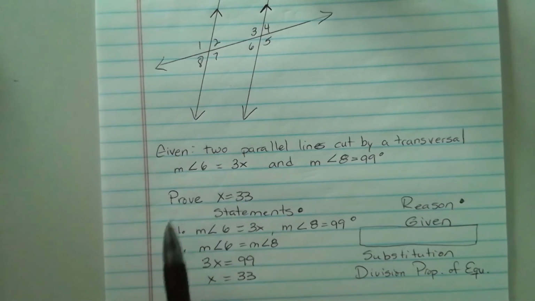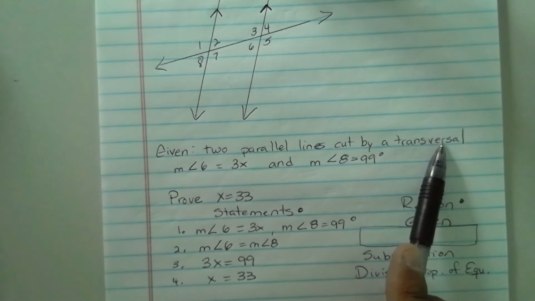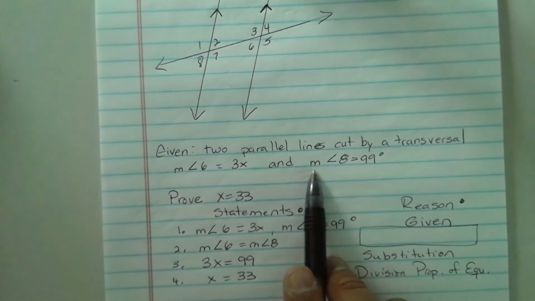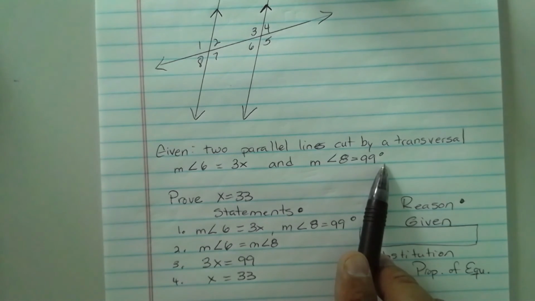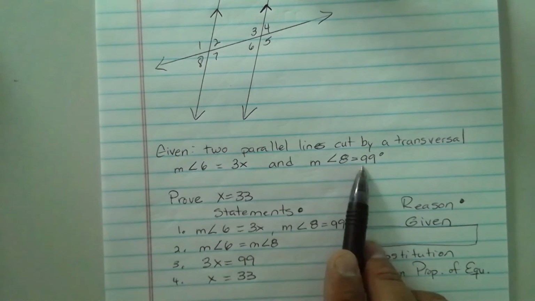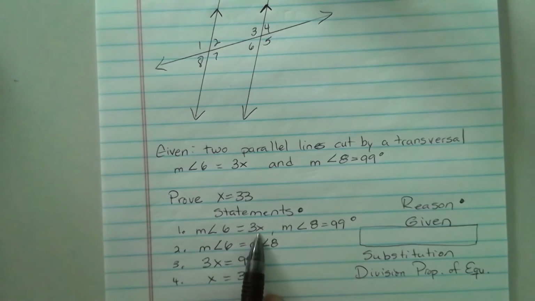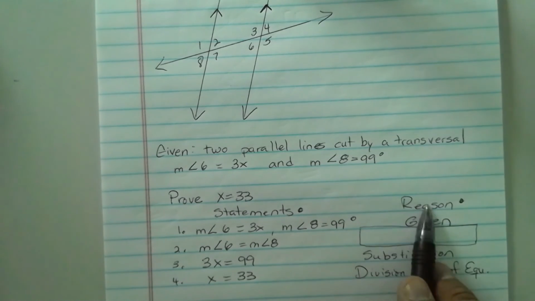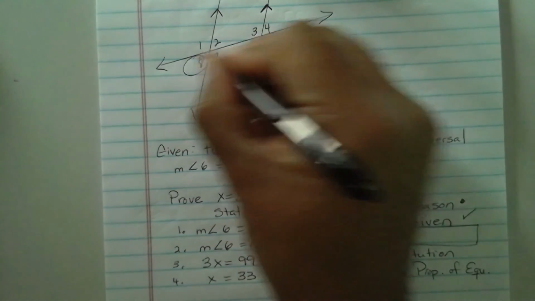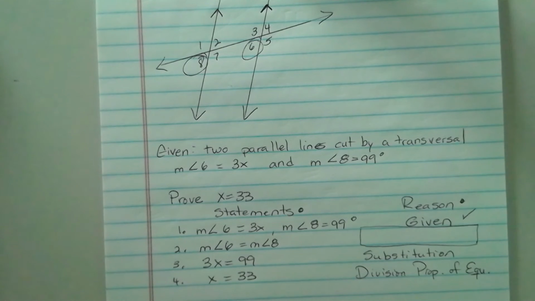So the first part says, two parallel lines cut by a transversal, and it says the measurement of angle 6 is equal to 3x, and the measurement of angle 8 is equal to 99 degrees. The first part is a recap of what you are given. The reason is because this is the given part. We have to find the second part. Well, guys, the measurement of angle 6 is equal to the measurement of angle 8. So these two are the same. Why are they the same?